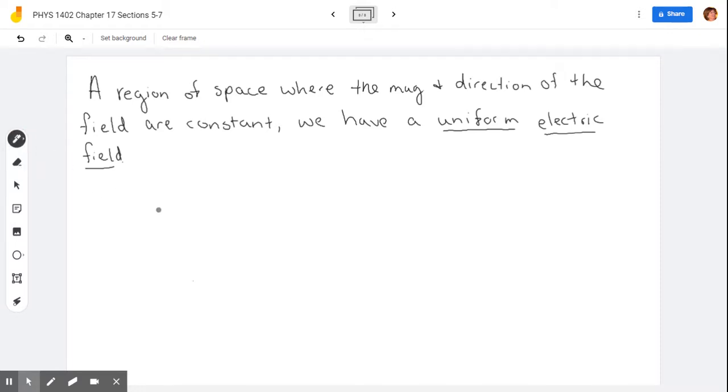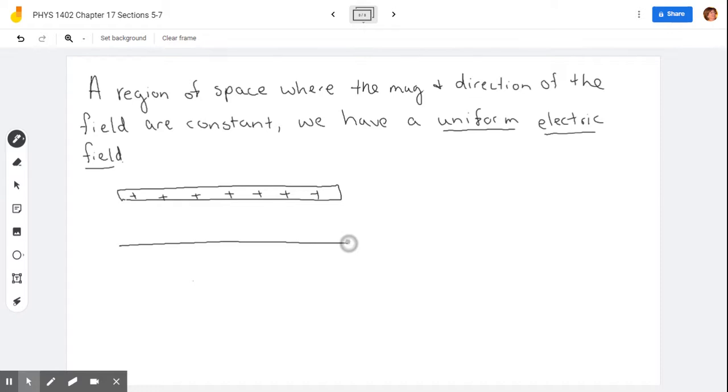Uniform electric fields generally are made using parallel plates. If I have one parallel plate that has a positive charge on it, and I have a second parallel plate that has a negative charge on it, we know electric field lines are going, if you're a proton, you're going to feel a force away from positive towards negative. Let's draw those in a different color.